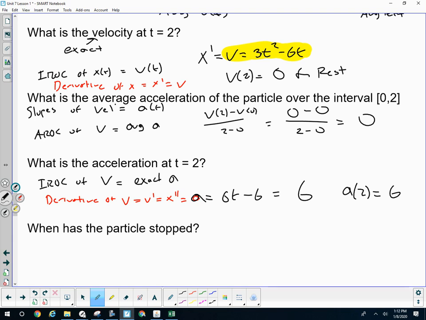Acceleration talks about the velocity values. My velocity values are going to be increasing from negatives to less negatives, negatives to zeros to positives, positives to more positives. Okay. When does the particle stop? What velocity value are you looking for if something is at rest or stopped? 0. How do you find when something equals 0? You set it equal to 0 to solve, just like we've done so often in the past. Please set your velocity equal to 0 and solve.